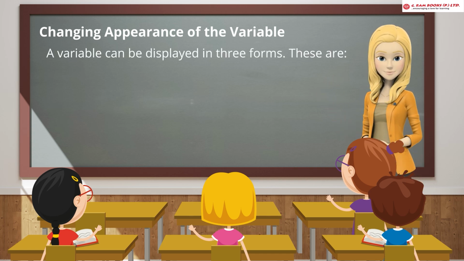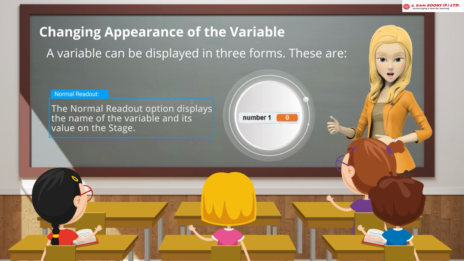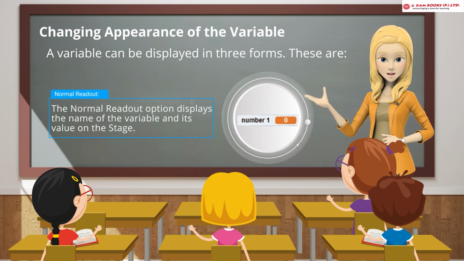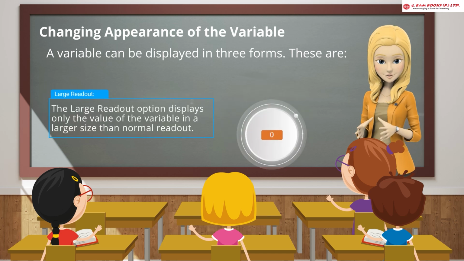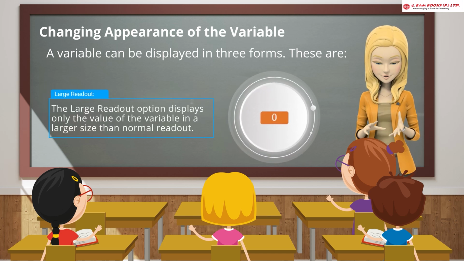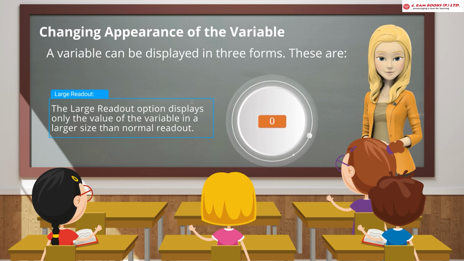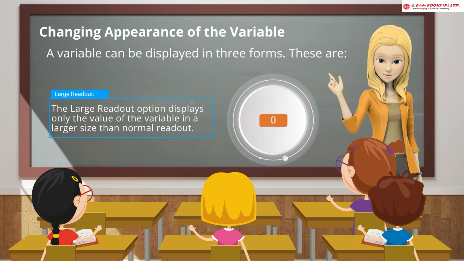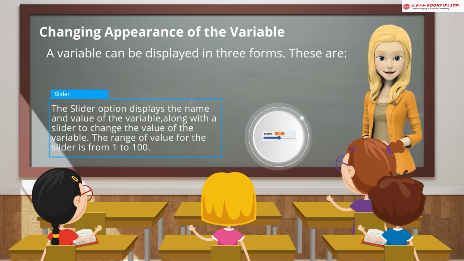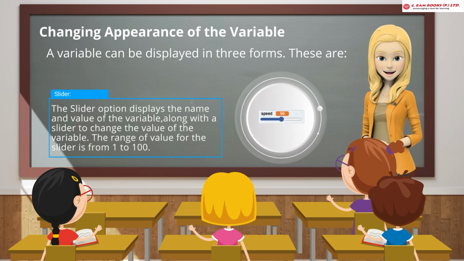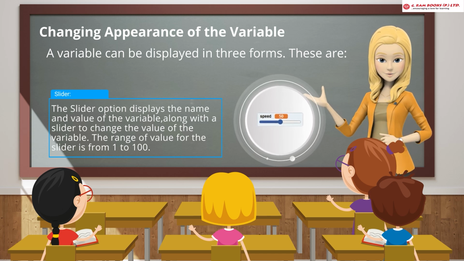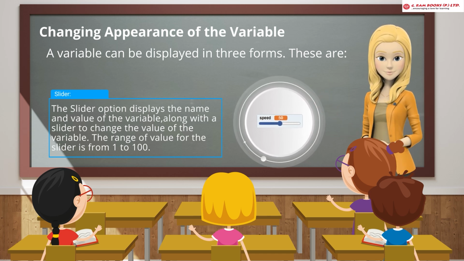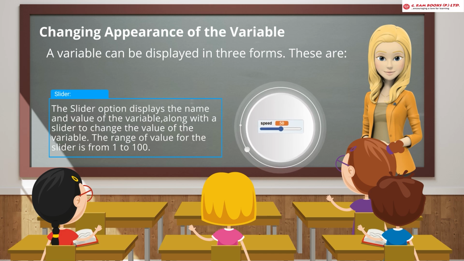A variable can be displayed in three forms. These are normal readout. The normal readout option displays the name of the variable and its value on the stage. Large readout. The large readout option displays only the value of the variable in a larger size than normal readout. Slider. The slider option displays the name and value of the variable along with a slider to change the value of the variable. The range of the value for the slider is from 1 to 100.